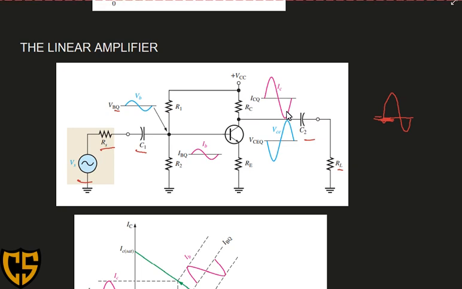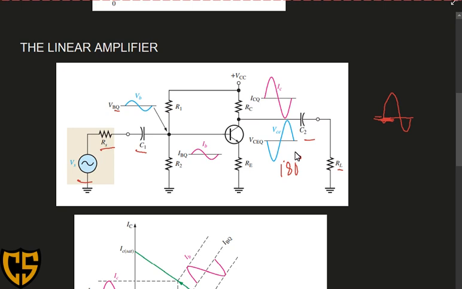So if we look at our graph, our current IBQ is the same, that is, it is in phase with our collector current ICQ. And our voltage, from VBQ, is small. So when it reaches our output VCEQ, the voltage will be amplified, but it is 180 degrees out of phase. So 180 degrees out of phase.